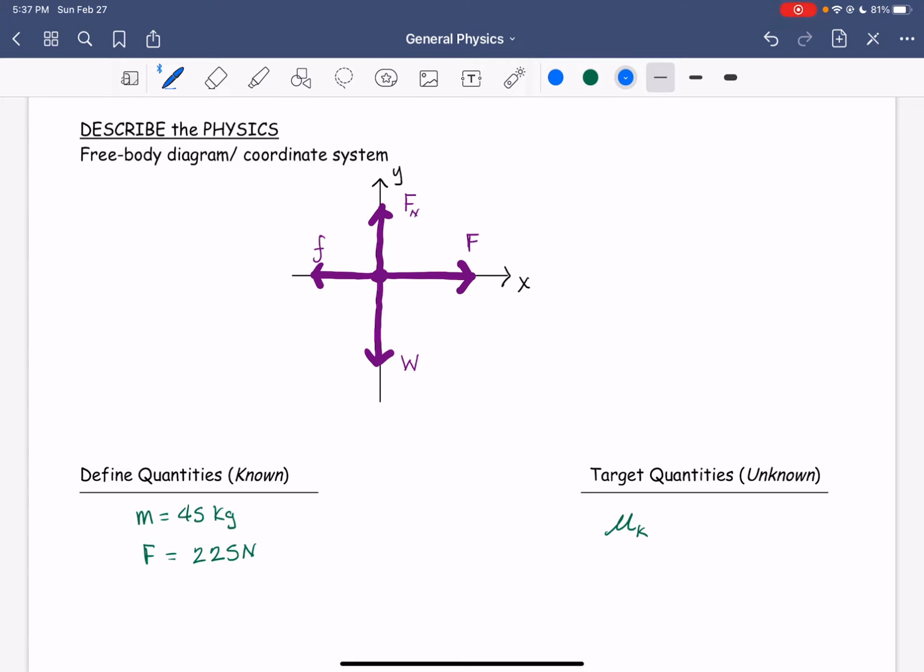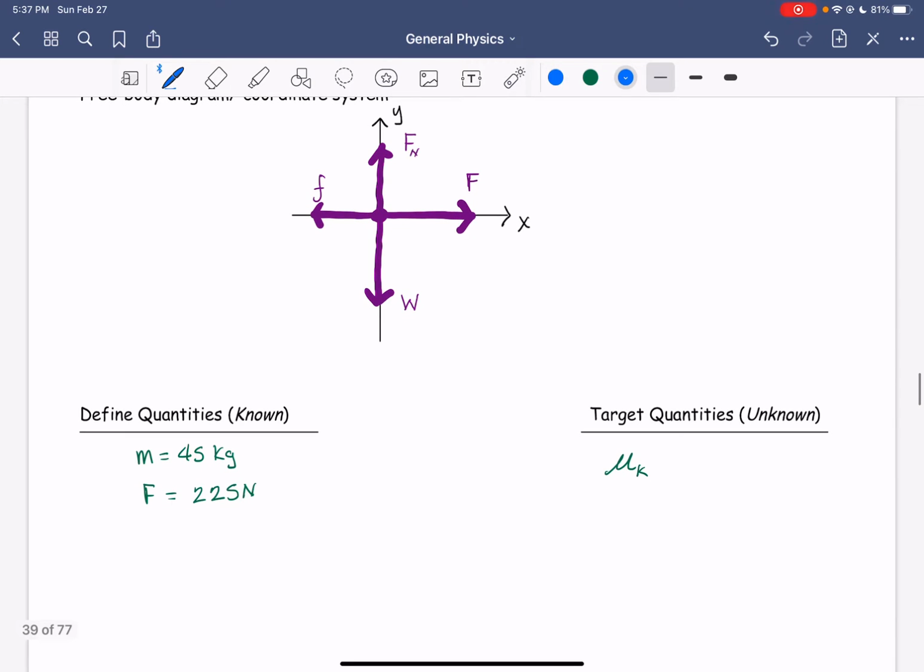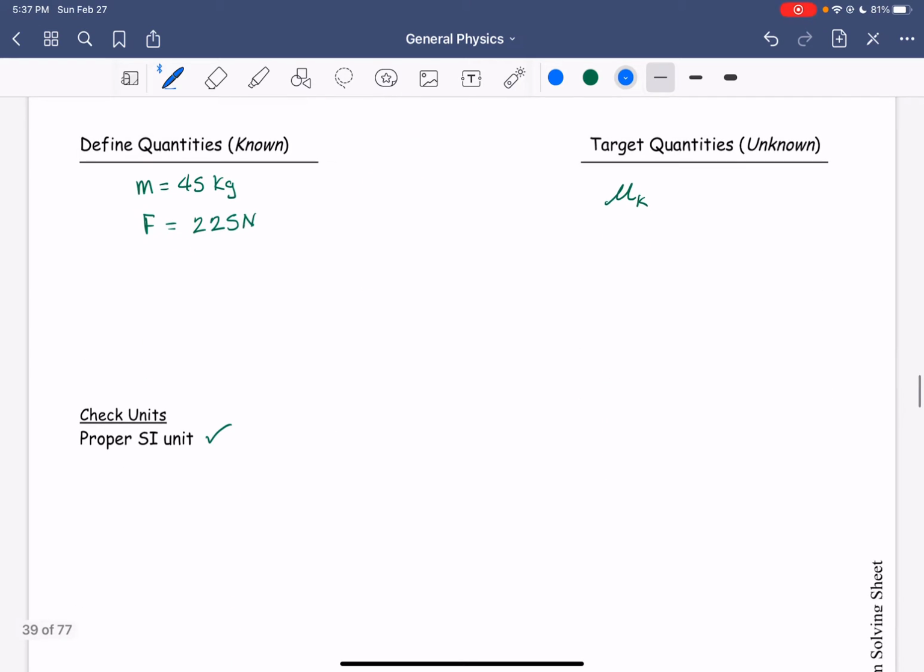I then write my known and unknown, my defined quantities and my target quantities. What the problem gives me is the mass and the applied force. The target quantity, or the unknown quantity, is the coefficient of friction. After that, I check to make sure I'm in the proper SI units, which I am. Masses are in kilograms and forces are in newtons, so we are fine there. We don't need to do any unit conversions.